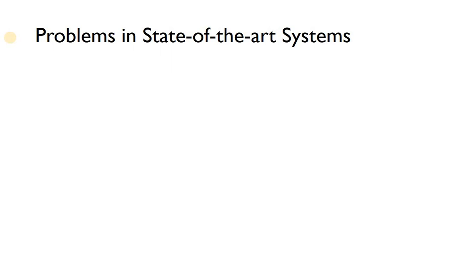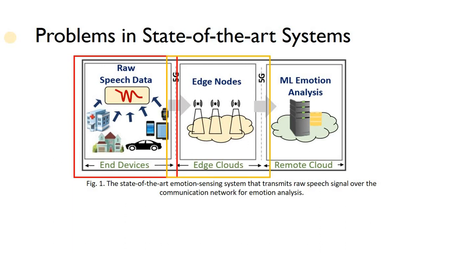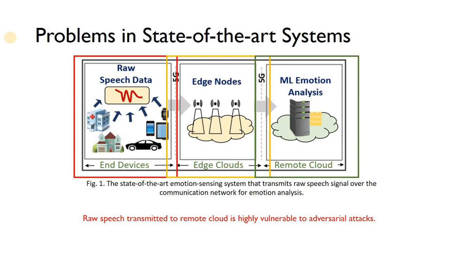We highlighted some problems in state-of-the-art systems. If we see a state-of-the-art emotion communication system, it has three components. There are the end devices, the speech sensing layer, where they collect the raw speech and transmit to edge nodes that just act as a relay and hand over this information to the network for the remote cloud, where they perform emotion analysis and make some decisions. And here we see the raw speech is transmitted to the network that is highly vulnerable to adversarial attacks. In this work, we want to hide the sensitive information and transmit some private features that can enhance the robustness of the system.